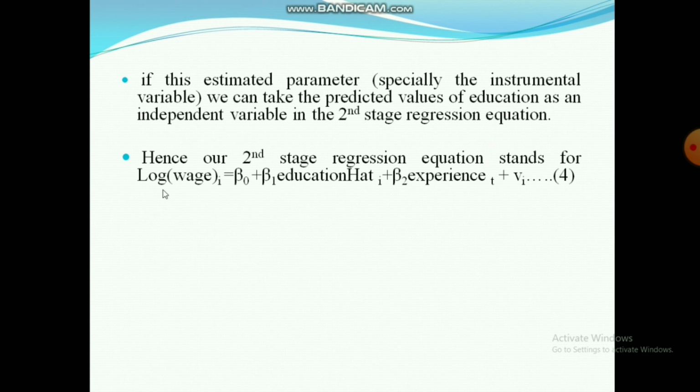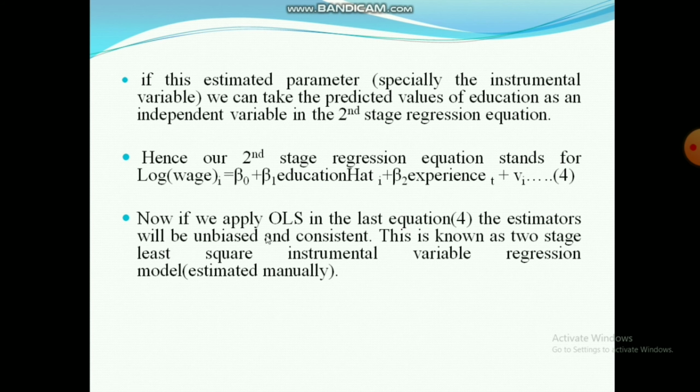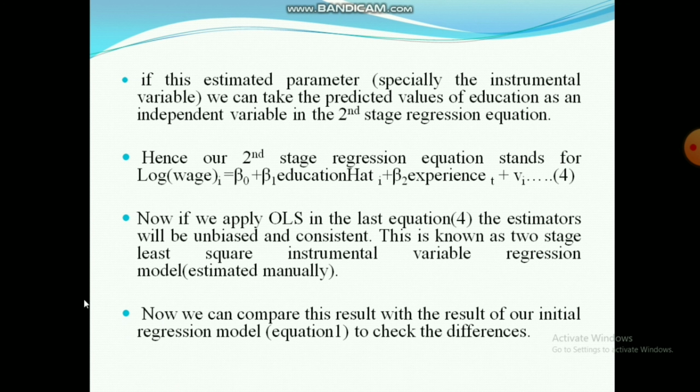Hence, our second stage regression equation stands for log of wage equals beta 0 plus beta 1 education hat plus beta 2 experience plus error term. Now, if we apply OLS to equation 4, the last equation, the estimators will be unbiased and consistent. So, this is known as the two-stage least squares instrumental variable regression model, which we can estimate manually. This is known as manual estimation of the 2SLS instrumental variable regression. Now we can compare this result with the result of our initial regression model, that is equation 1, to check the differences.